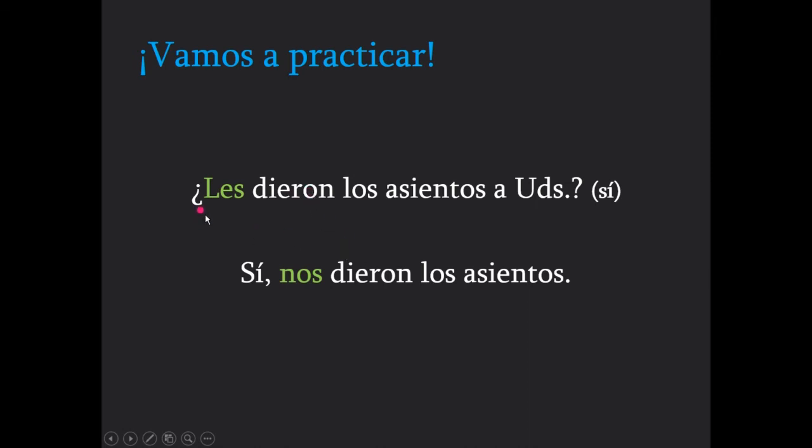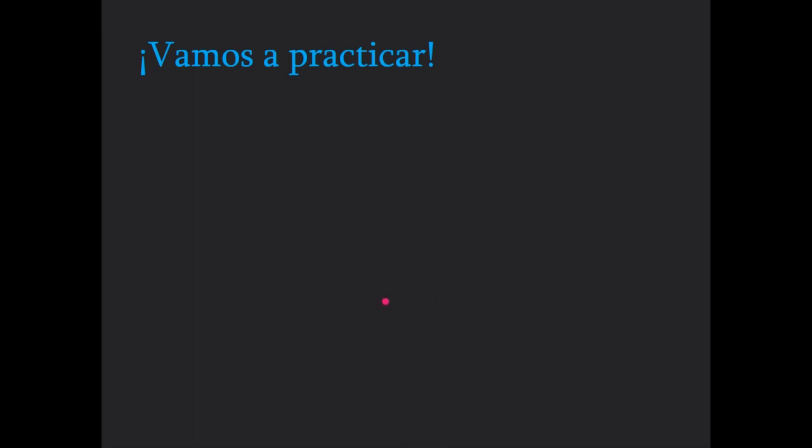So let's practice. ¿Les dieron los asientos a ustedes? Sí, nos dieron los asientos. Muy bien. Okay. Remember I talked to you about what happens when you have a sentence that has two verbs in it. So we're going to look at one example sentence that has two verbs in it to talk about where you place pronouns when you have two verbs.